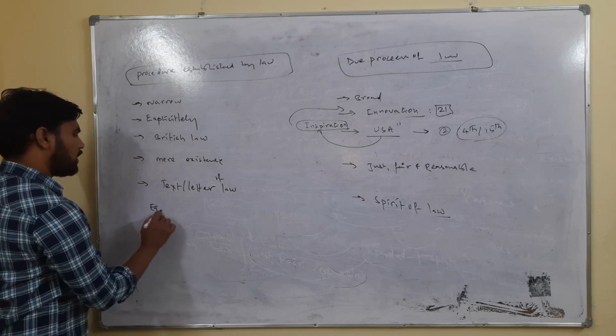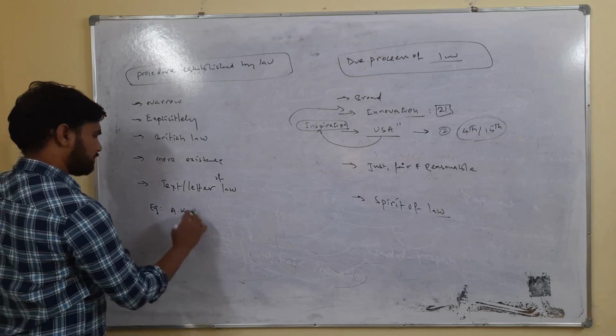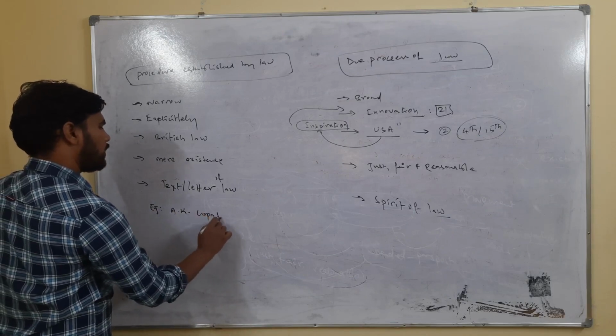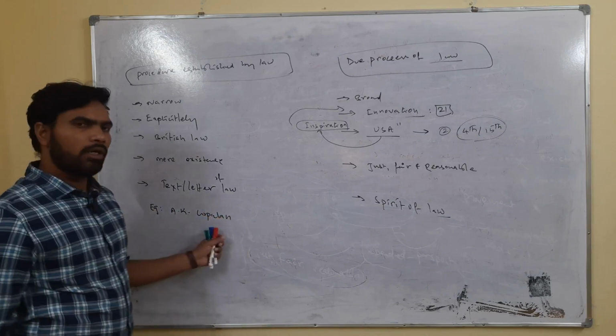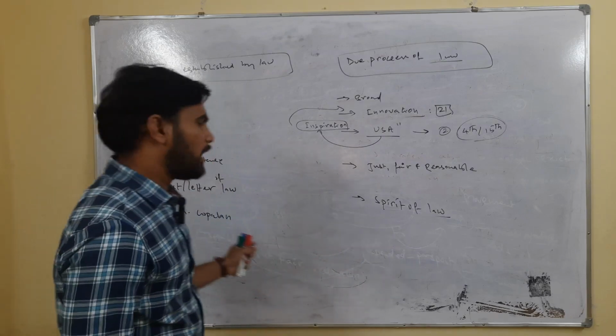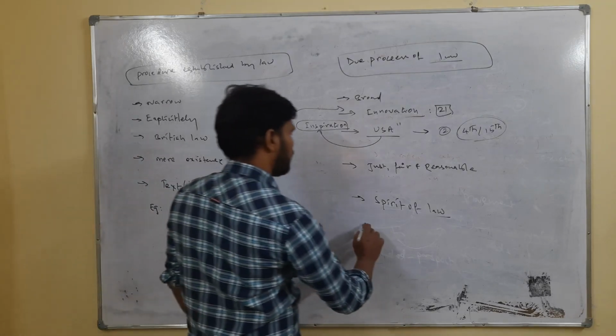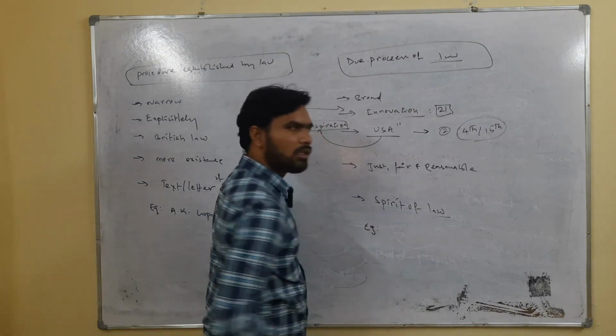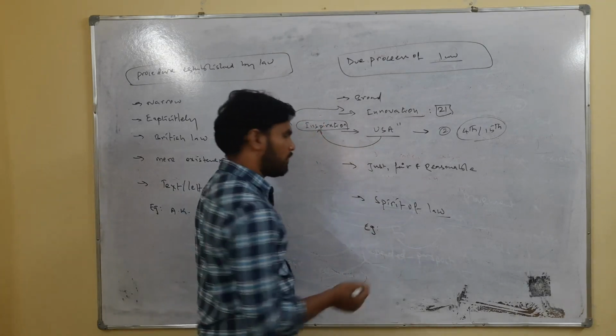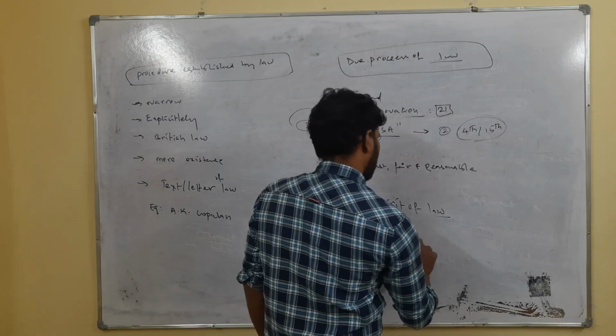Example here is the A.K. Gopalan case, A.K. Gopalan versus State of Madras, 1950. Here the example where the due process of law has been invoked is the Maneka Gandhi case.